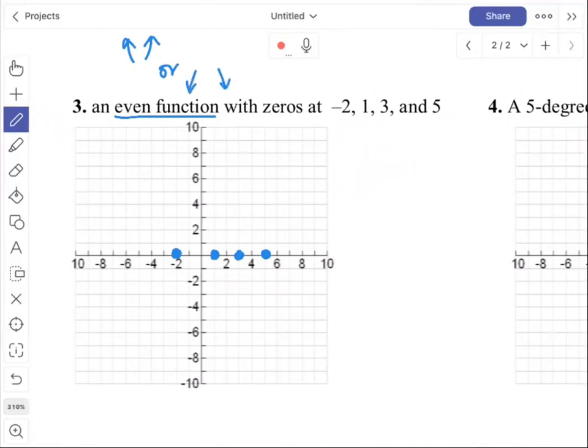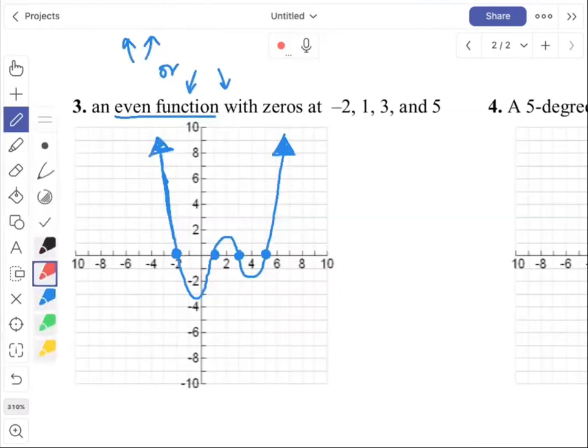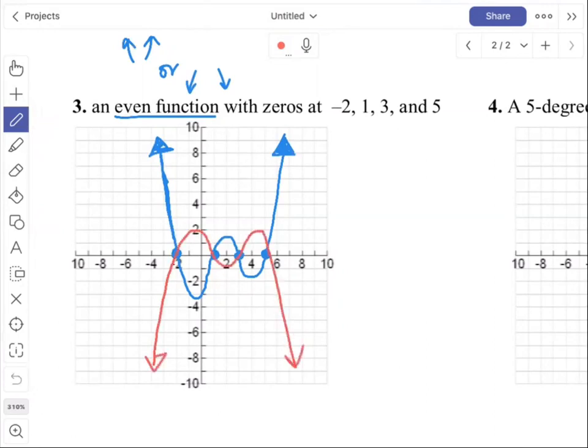All right, so go ahead and sketch your graph. Let's say I want to both go up. I can do that pretty easily and cross the x-axis at those points. All right, so that is a potential option. You could also make them all go down and do something like that, and that would work also. All right, so as long as it hits the x-axis at these points and their end directions are either both going up or both going down. All right, so that would be my final answer.